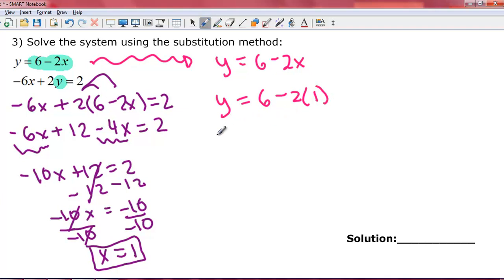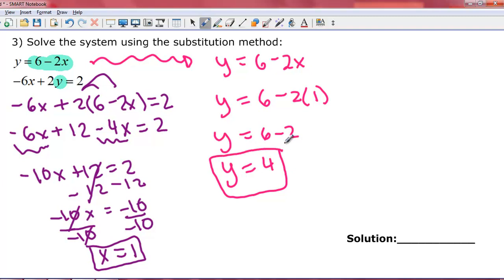Okay, again in the brackets there. So now we have y equals, remember we have to multiply before we can do this subtraction. So negative 2 times 1 is negative 2. And now we can do the subtraction. So 6 minus 2 gives us 4. Now are we done?